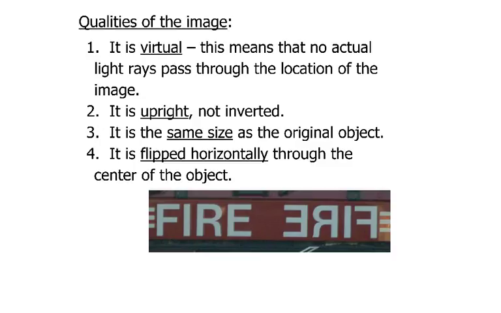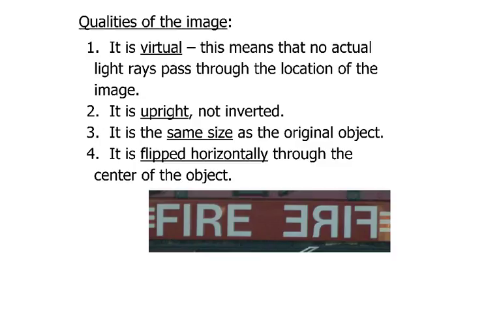The image appears to be behind the mirror, but we know that usually mirrors are on the wall. You don't see what's behind the mirror. That's not what you're seeing. What you're seeing is something that's in front of the mirror that looks like it's behind the mirror. So there's no actual light rays passing through the location where the image forms. There are no light rays there that you can see. So it's a virtual image. There's not actually an image.